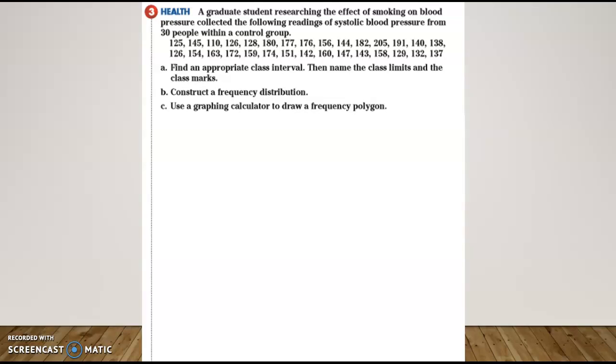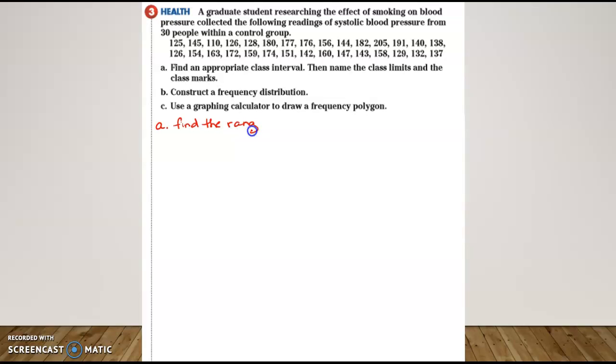It says a grad student researching the effect of smoking on blood pressure collected the following readings of systolic blood pressure from 30 people within a control group. Find an appropriate class interval, then name the class limits and class marks. There's a little bit of a difference here. They are not leading you to find each and everything you need to know. When they say find an appropriate class interval, what you need to do is find the range.